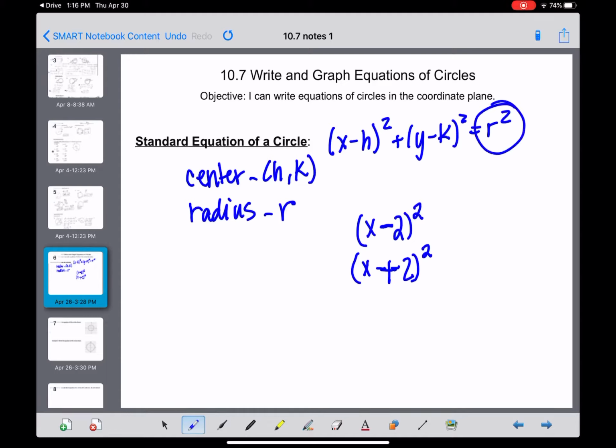And then this number over here is r squared. So when you see the number over there, say it's 16, the radius is not 16. The radius is 4. 4 squared is 16.